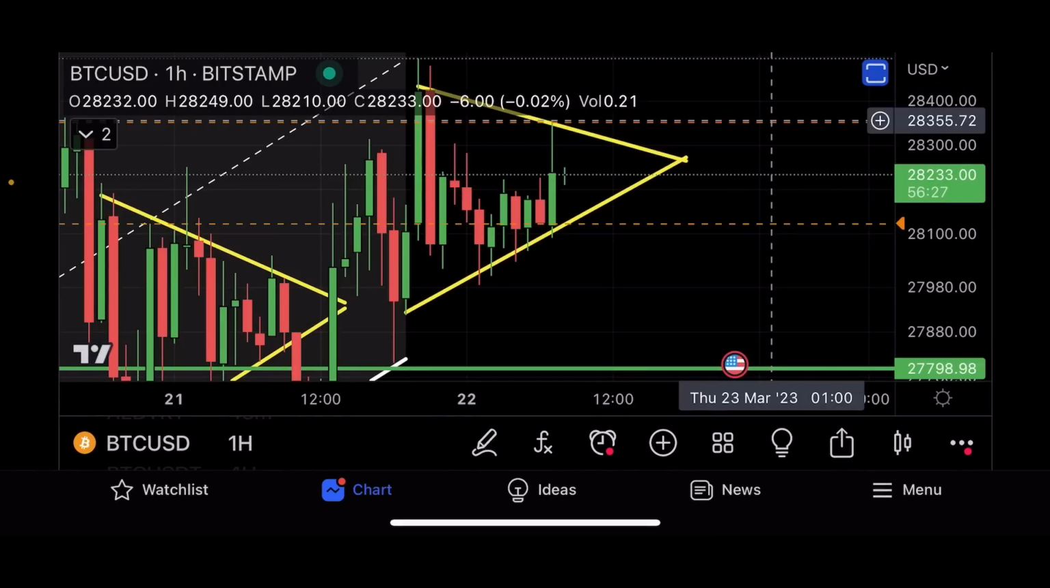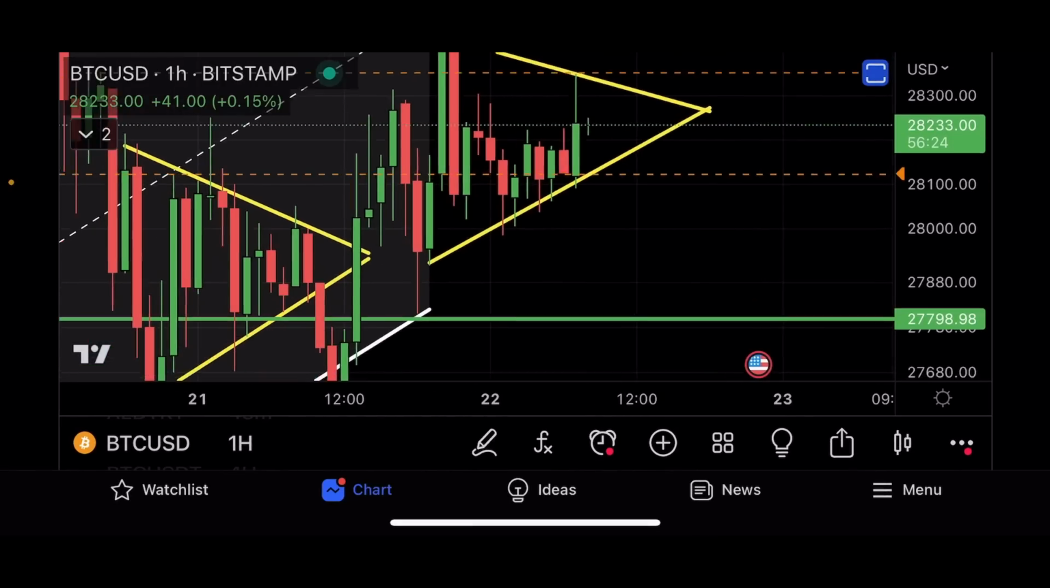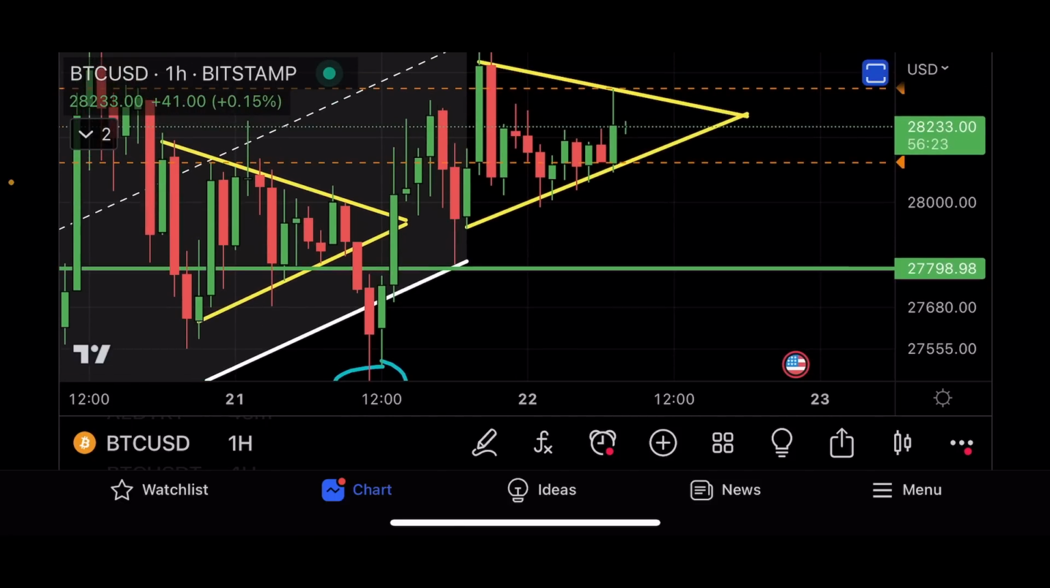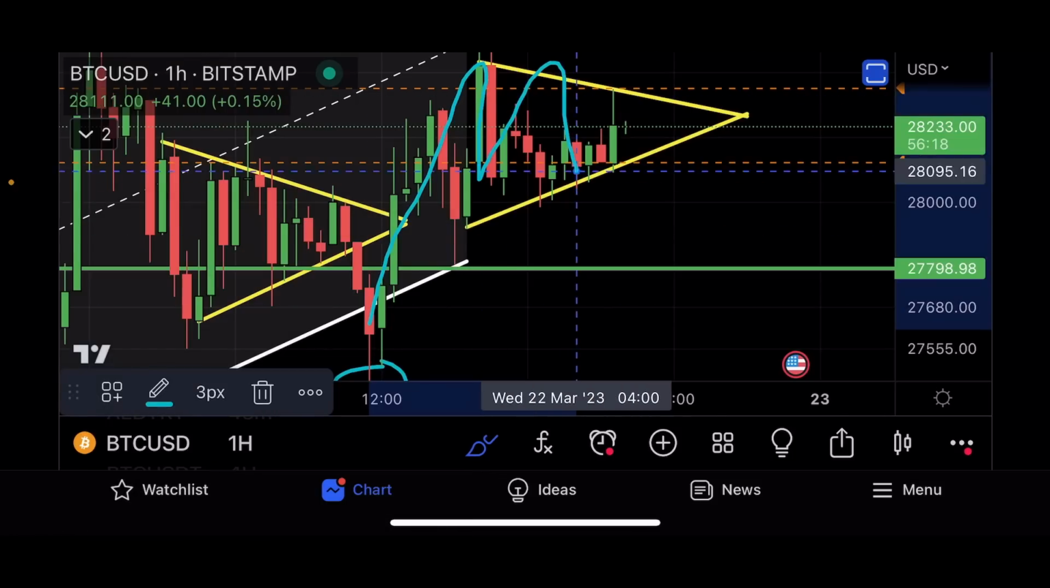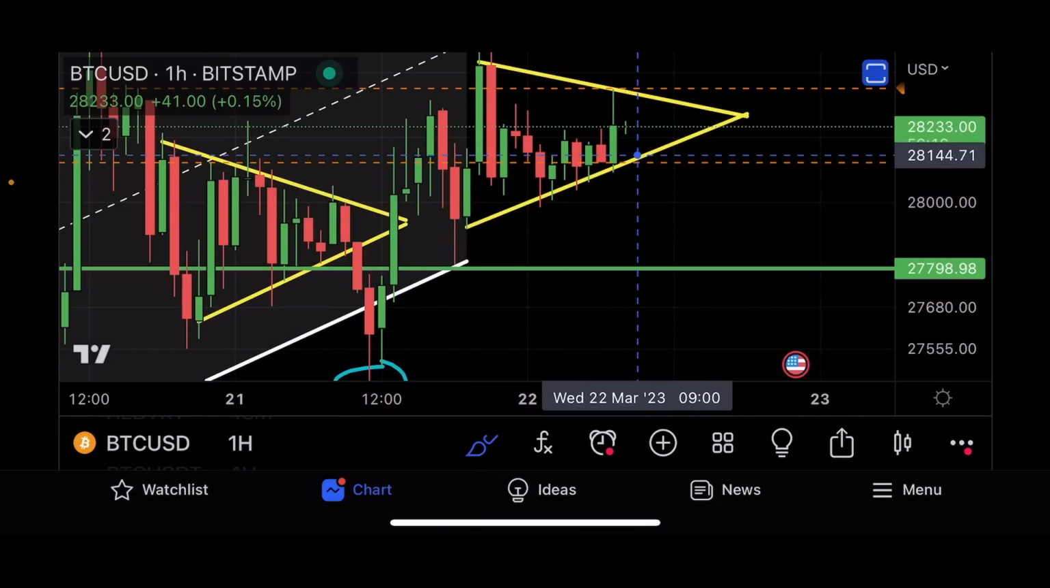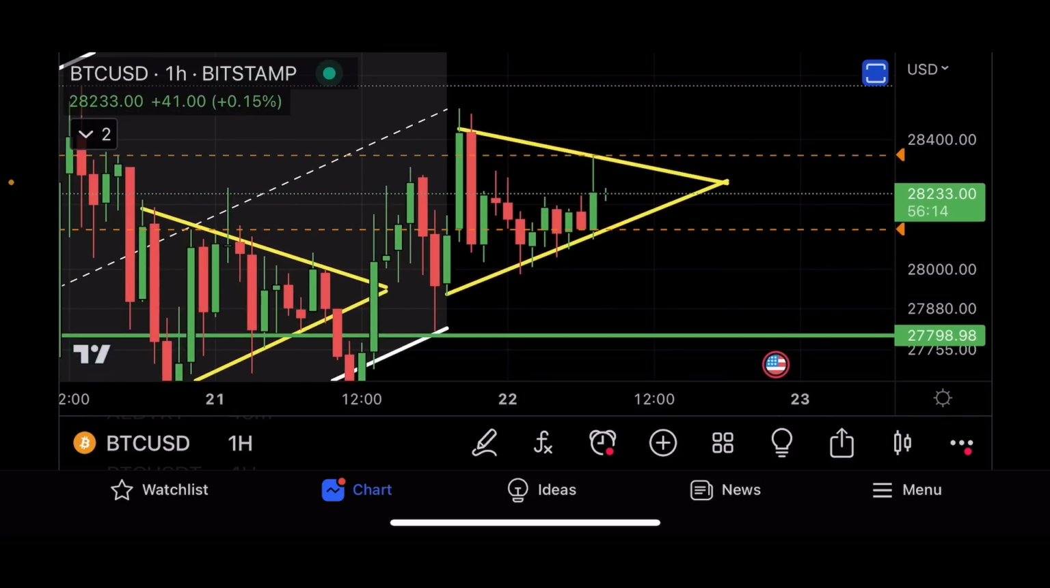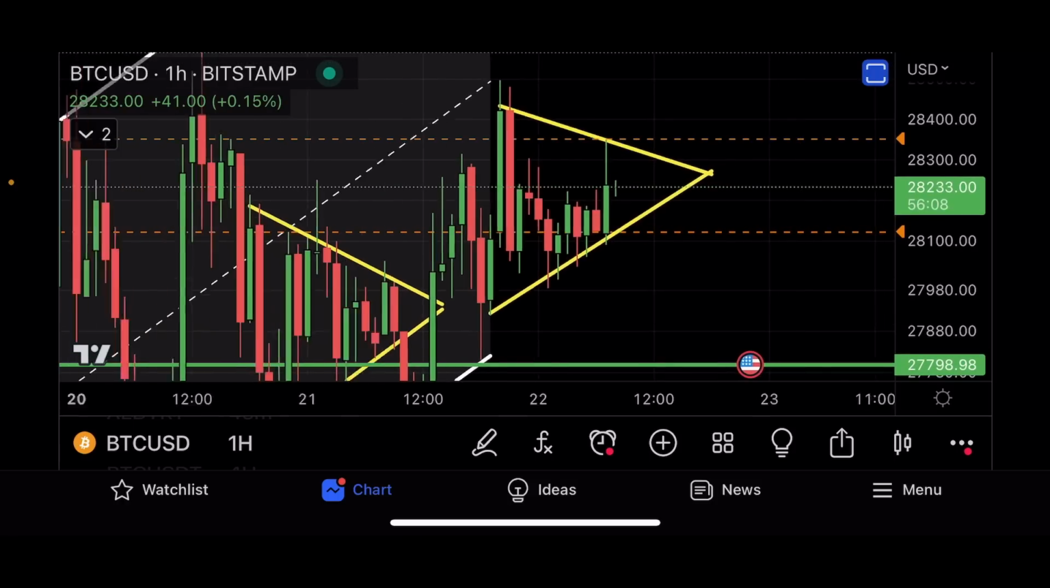Now this is the 1 hourly chart for Bitcoin, and we're currently forming a bullish pennant, which looks like this. However, because today is a news event, I personally don't like to trade any news event because there is a lot of speculation and price volatility. And yes, volatility is good for traders. However, I'm personally a swing trader, so I don't like to trade these news events.